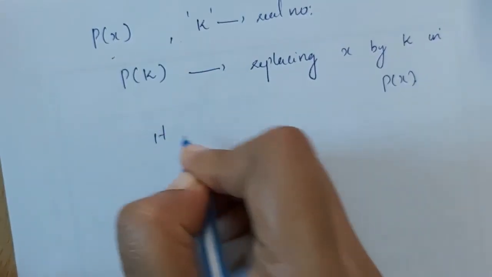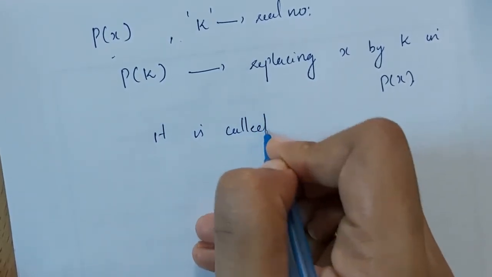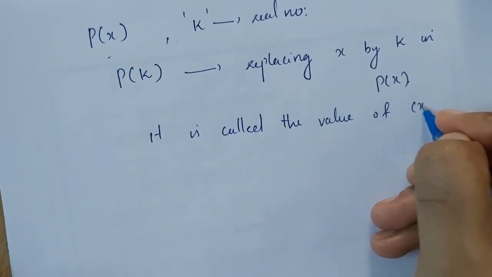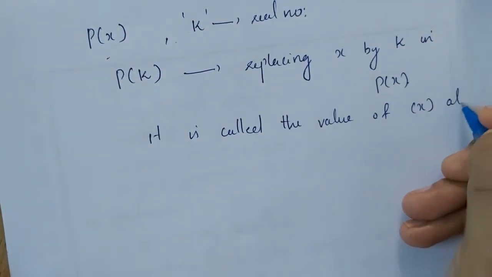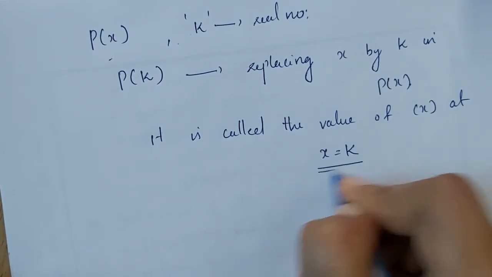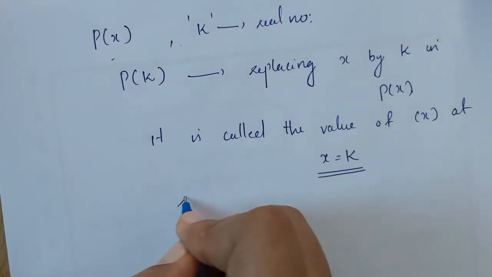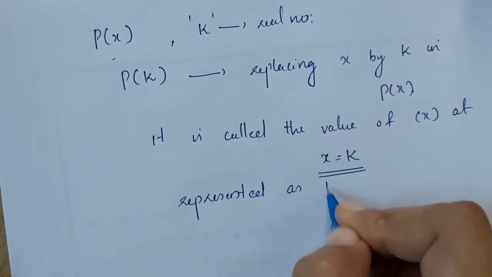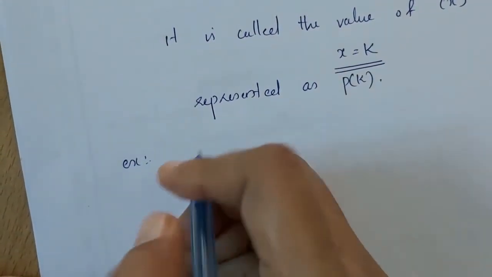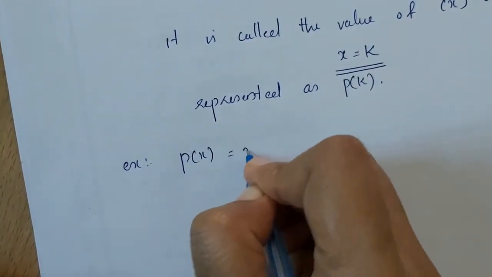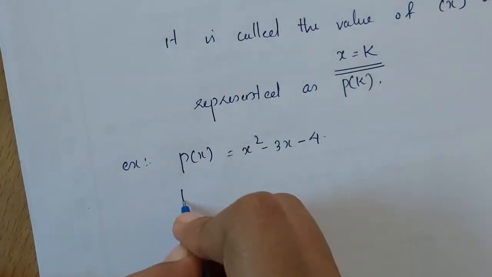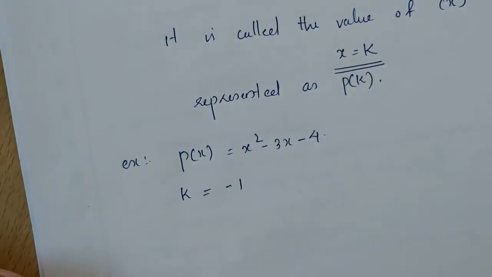Then it is called the value of p of x at x is equal to k, and is represented as p of k. For example, consider a polynomial x square minus 3x minus 4. I am giving the value k is equal to minus 1.